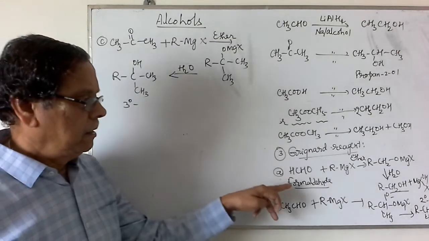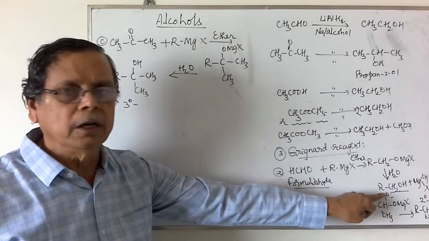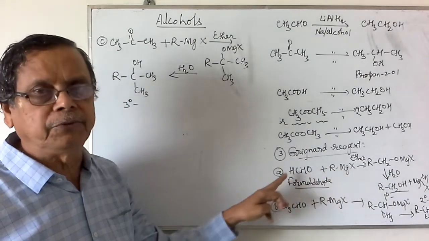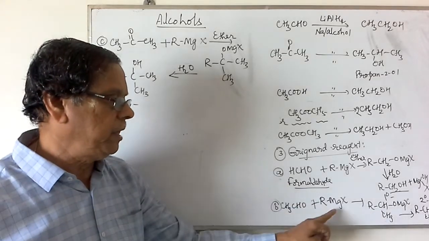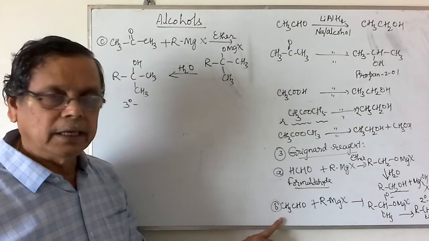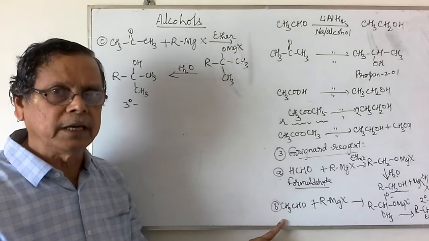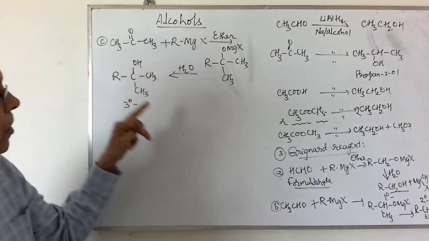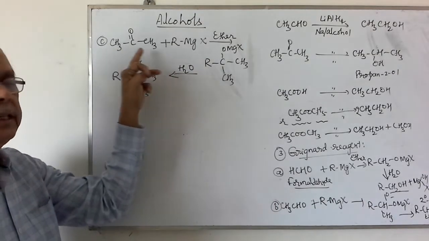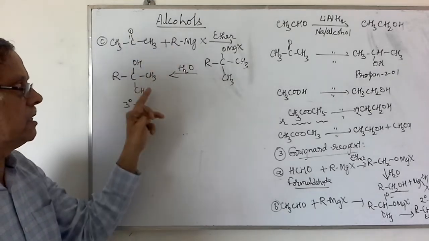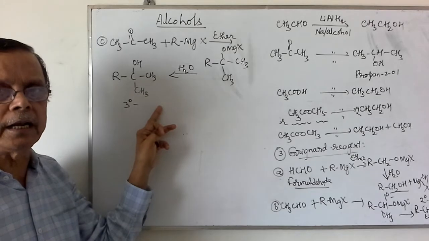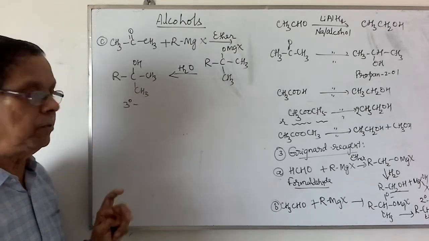I will repeat. To get a primary alcohol, you treat a suitable Grignard reagent with formaldehyde. To get a secondary alcohol, you react it with any other suitable aldehyde. While to get a tertiary alcohol, you treat a ketone with the Grignard reagent. The ketone should be selected in such a way that the needed alkyl groups are present in it.